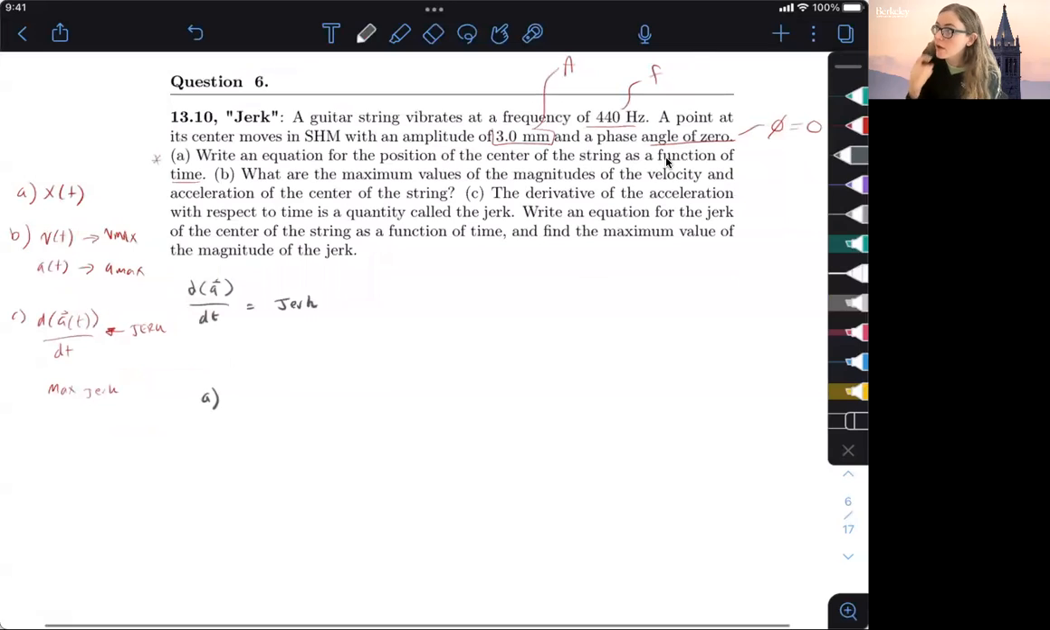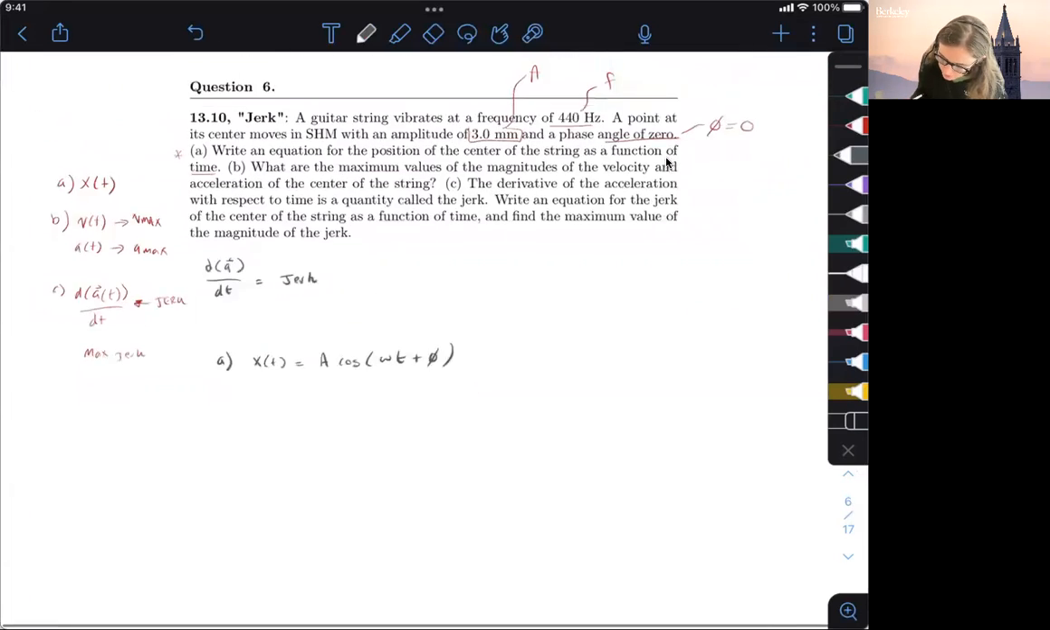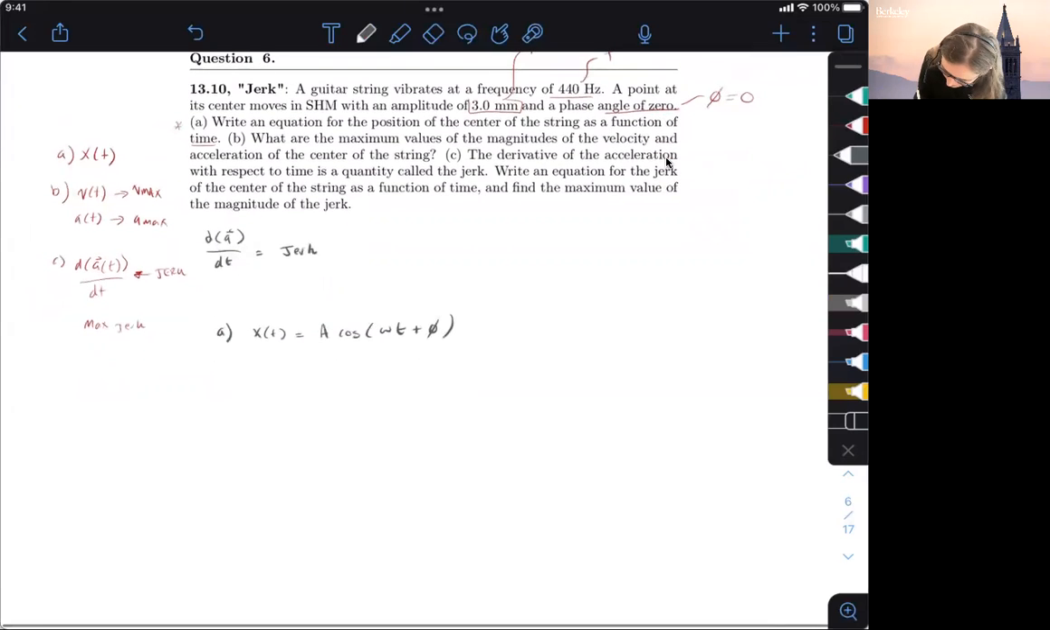So for part A, x of t is equal to A cosine of wt plus phi. We know that this is true when we have simple harmonic motion. So let's symbolically solve for all of these and then look at plugging in what we have. We also want to find v of t, which is going to be equal to the derivative of x of t with respect to time.